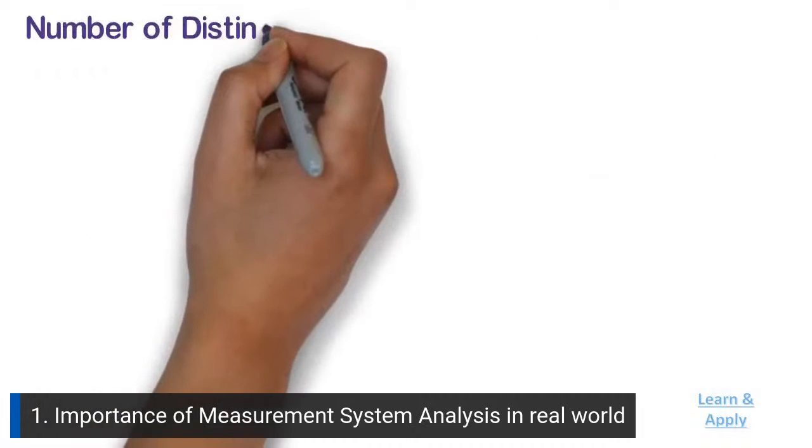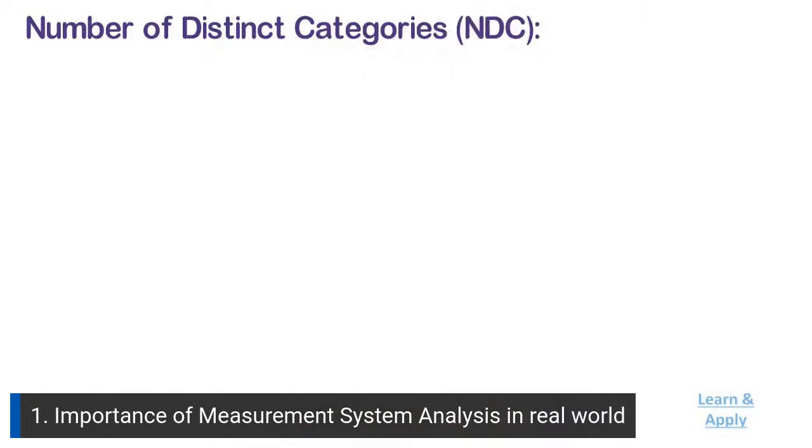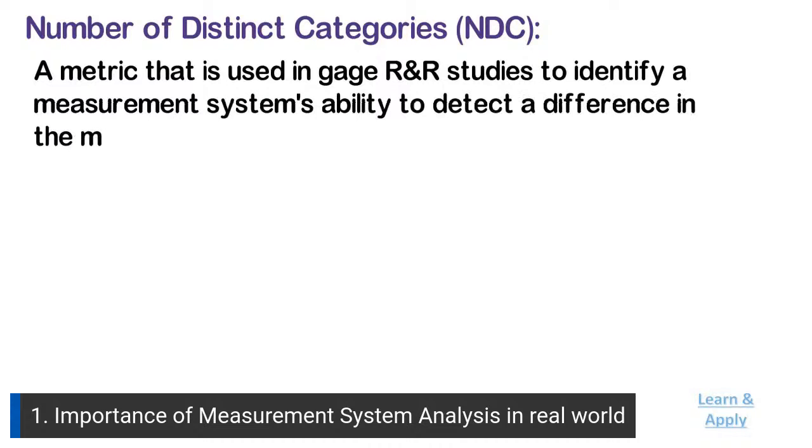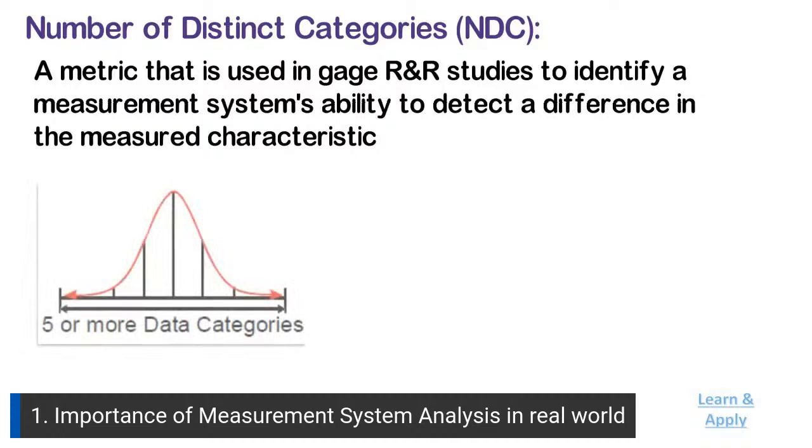Number of distinct categories, that is NDC. The number of distinct categories is a metric used in gauge R&R studies to identify a measurement system's ability to detect a difference in measured characteristic. The number of distinct categories represents the number of non-overlapping confidence intervals that span the range of product variation.